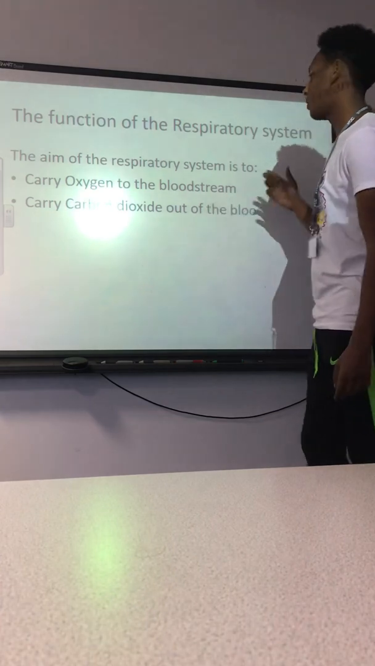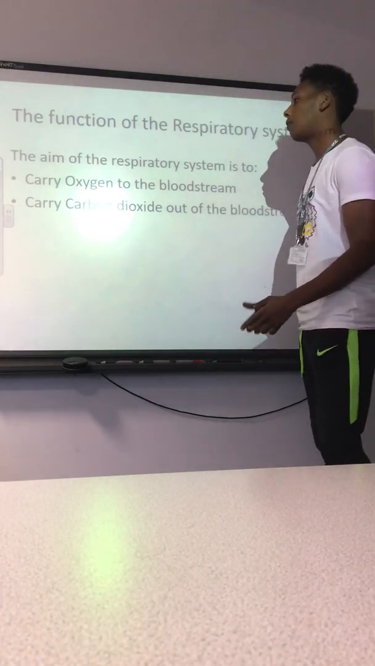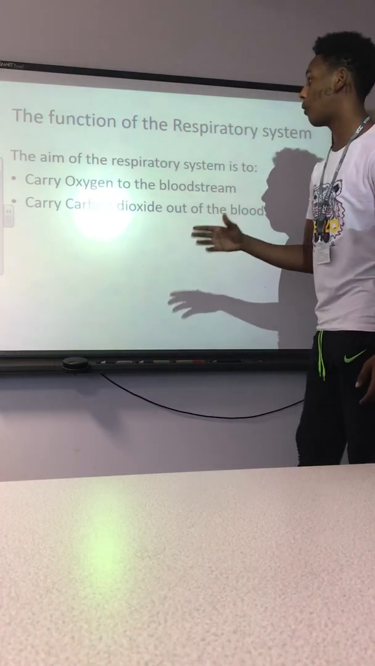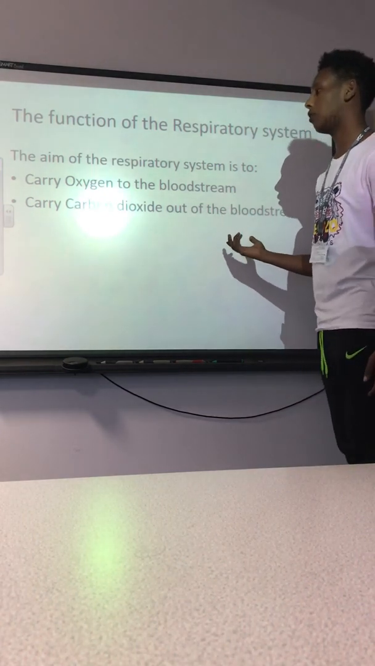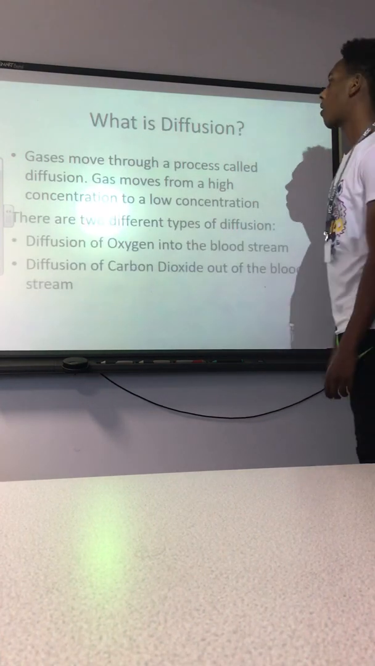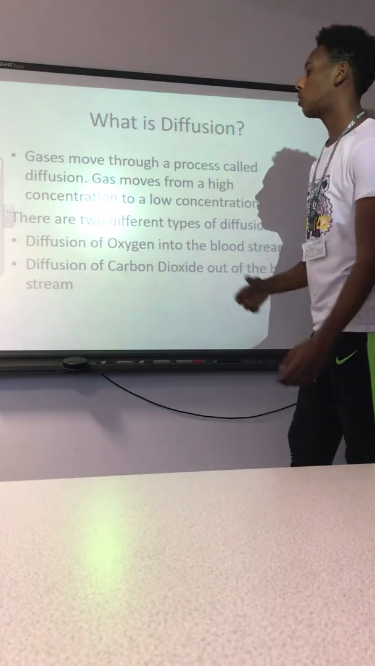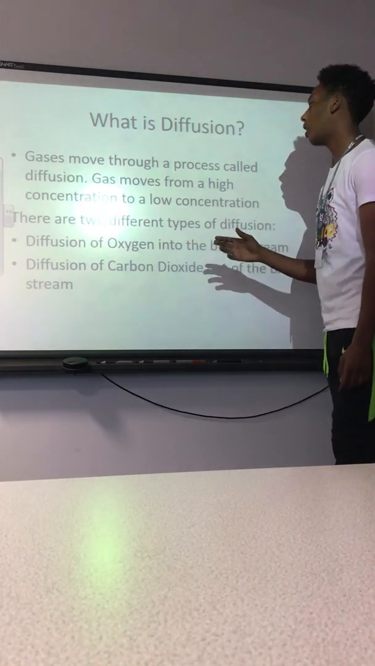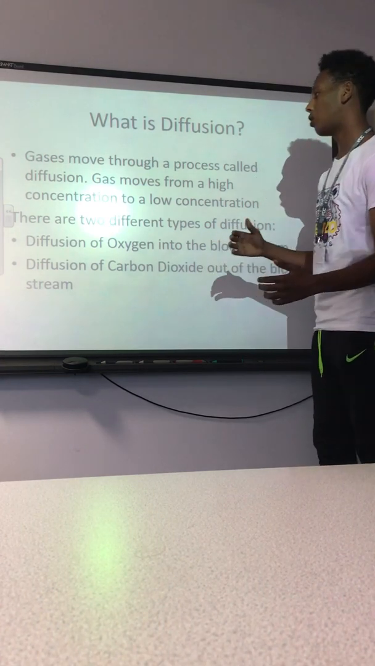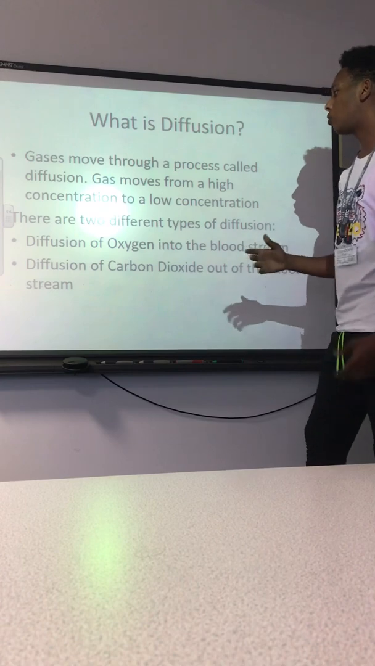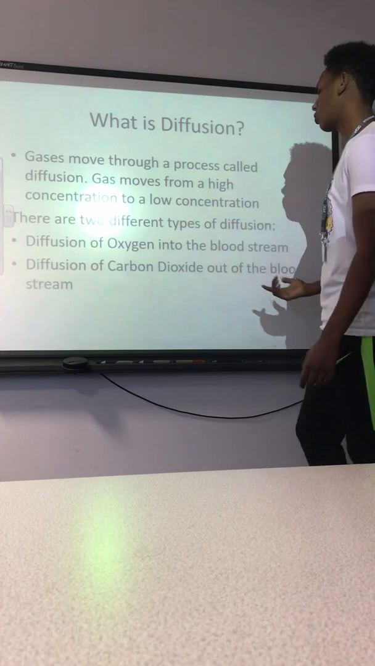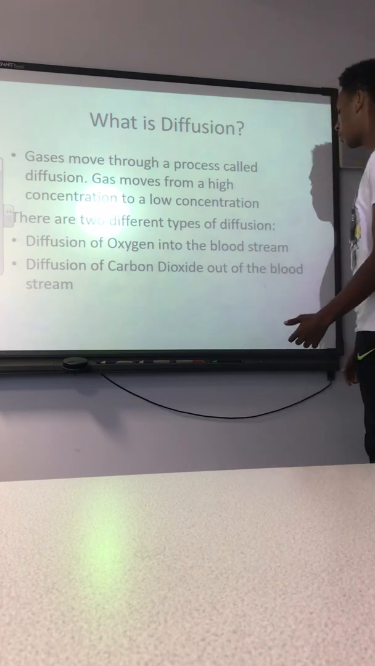The function of the respiratory system. The aim of the respiratory system is to carry oxygen to the bloodstream and carry carbon dioxide out of the bloodstream. So what is diffusion then? Gases move through a process called diffusion. Gas moves from a high concentration to a low concentration. There are two different types of diffusion: diffusion of oxygen into the bloodstream, and diffusion of carbon dioxide out of the bloodstream.